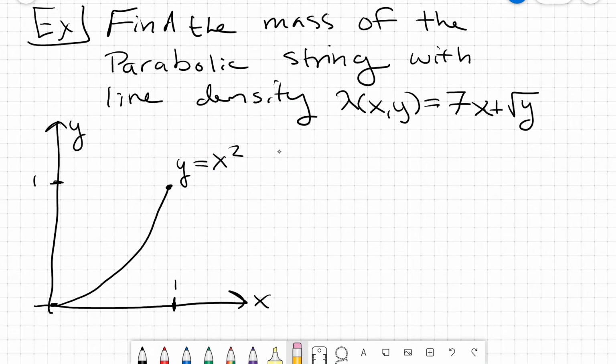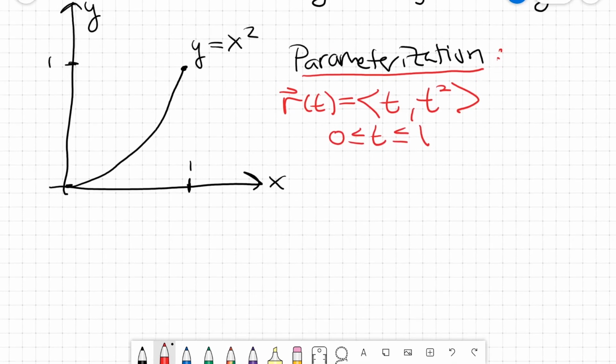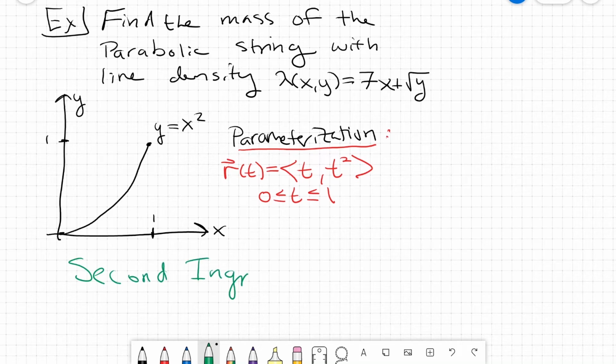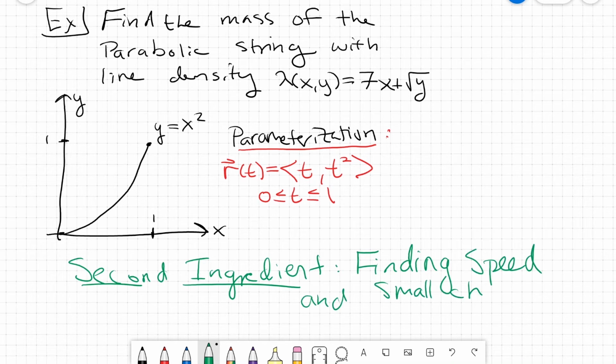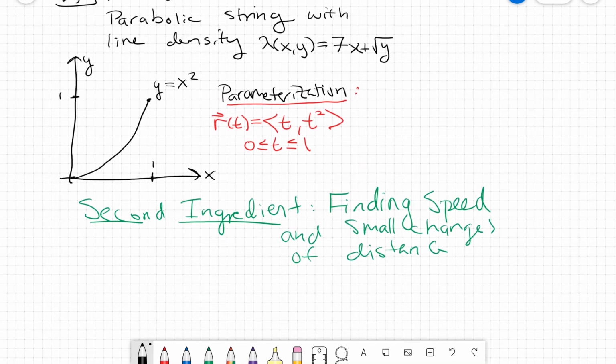So in part 2, we found our parameterization. In this part, we'll find the speed of the ant, which will then give us the small distances that we require. The second ingredient is finding the speed. To get the speed, we'll have to take the derivative of our parameterization. That's going to give us the velocity.